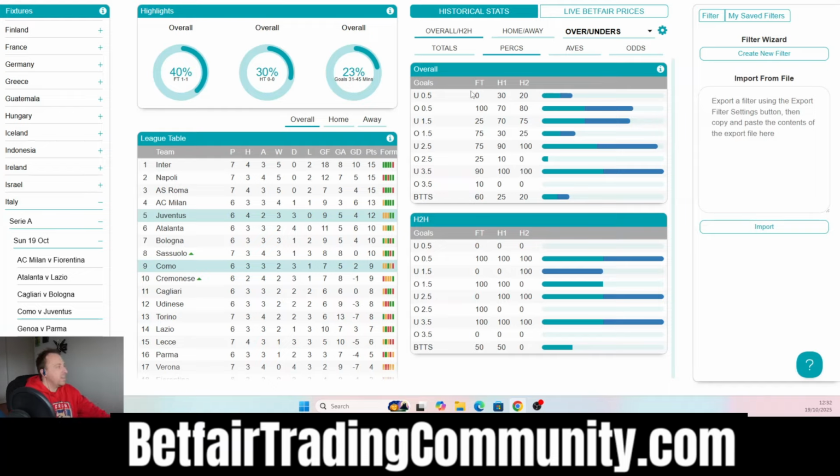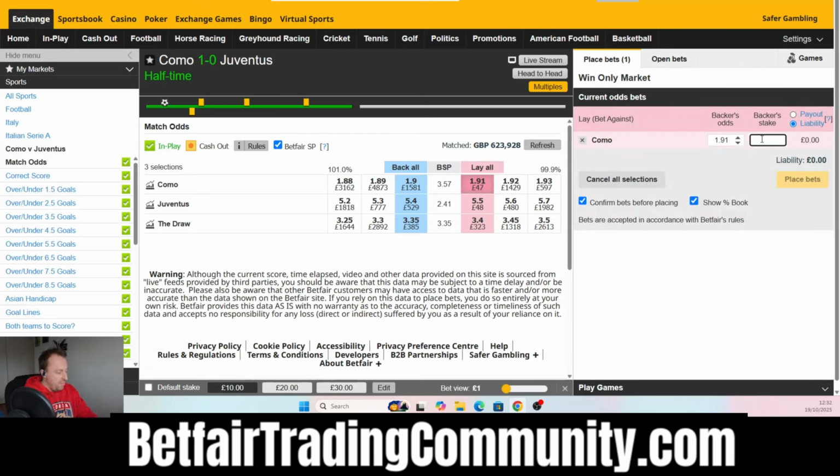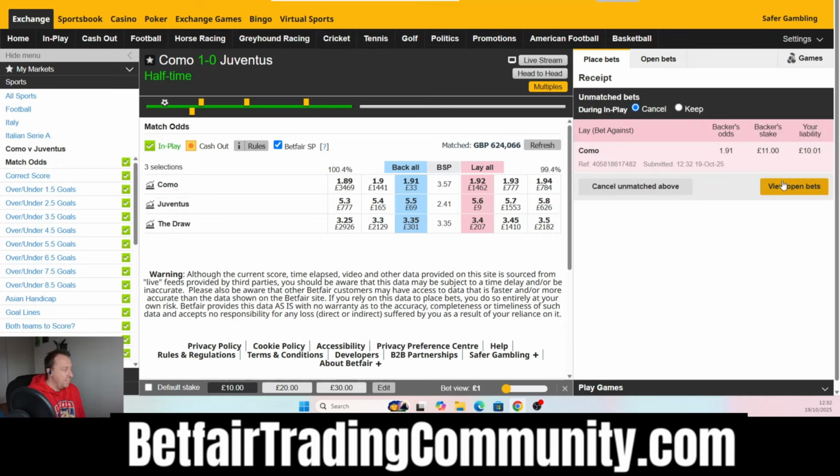Okay, now we're getting towards the start of the second half, so I'm going to have to get to the point where I place this lay. I'm going to lay for a £10 liability here, so I'm just going to lay £11, as you can see, at this price, not 1.91. I actually think it's good value. I think it's a very fair price.